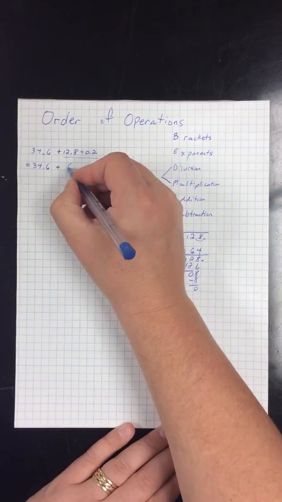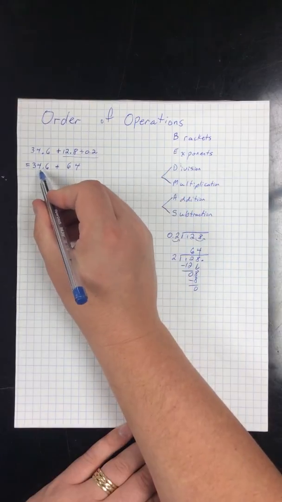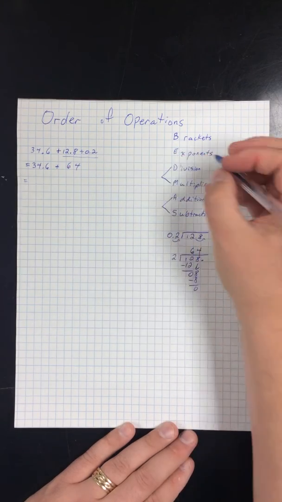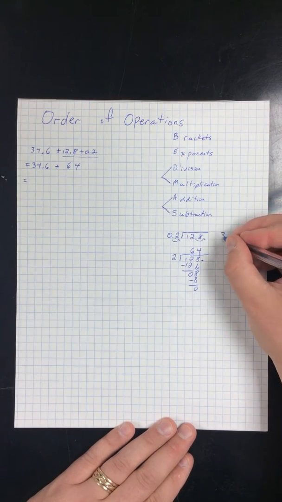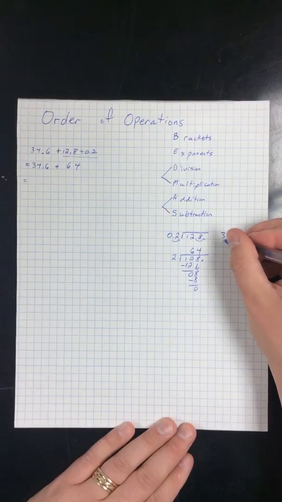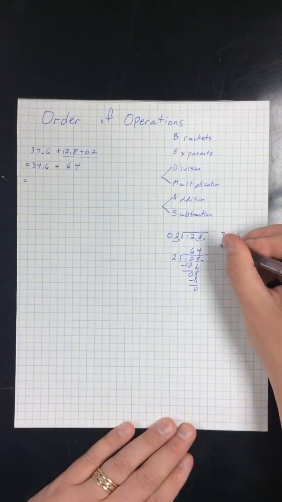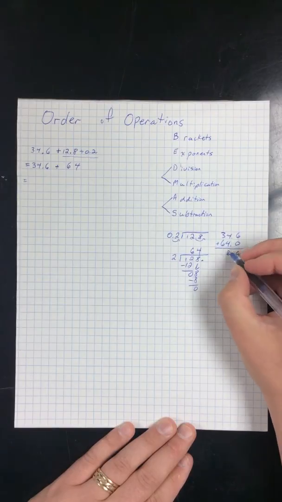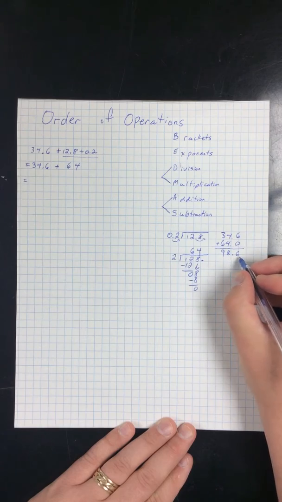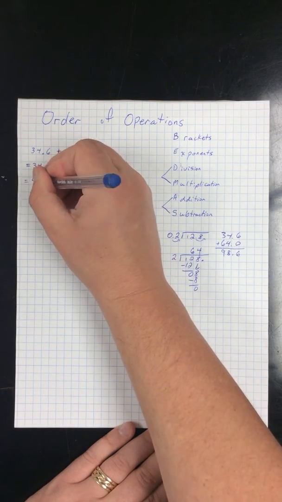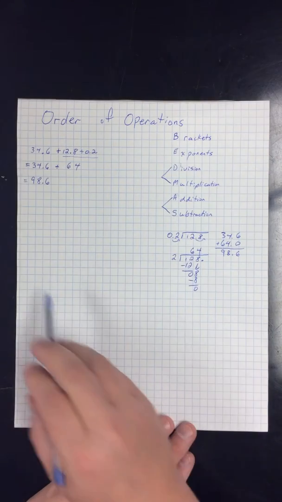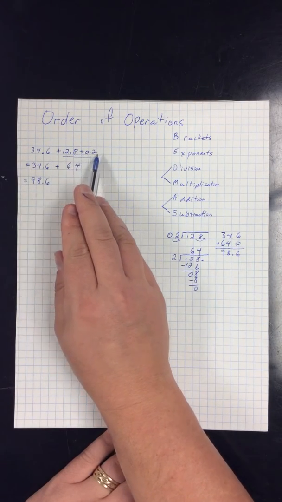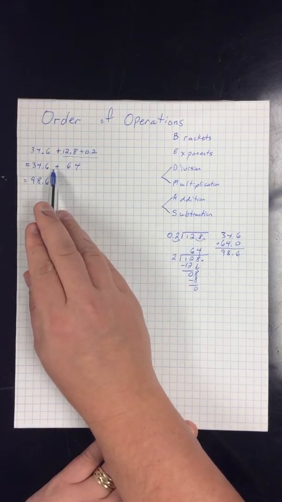So I'm going to drop that in here. So it becomes 34 and 6/10 plus 64. And I'm going to add those up to the side as well. 34.6 plus 64. I end up with 98 and 6/10. So that would be the answer to the question, 34.6 plus 12.8 divided by 0.2. We did division, and then after that we did addition.